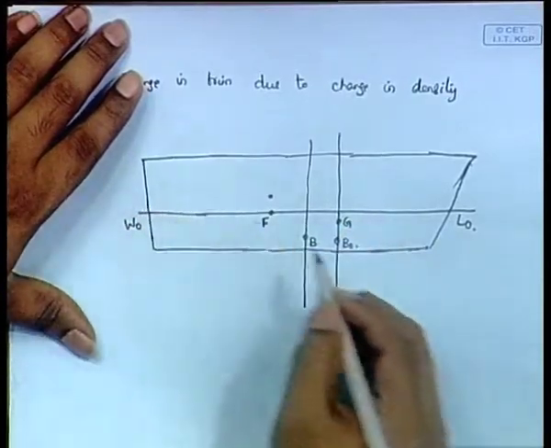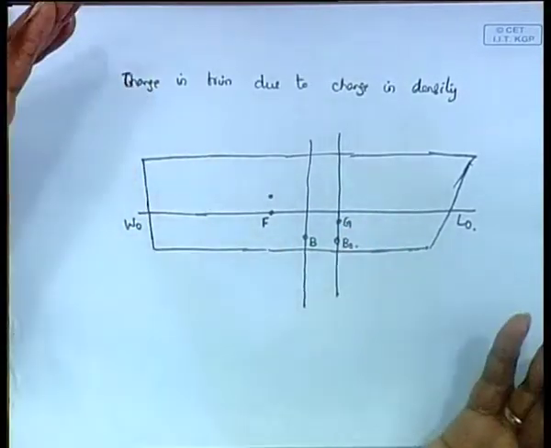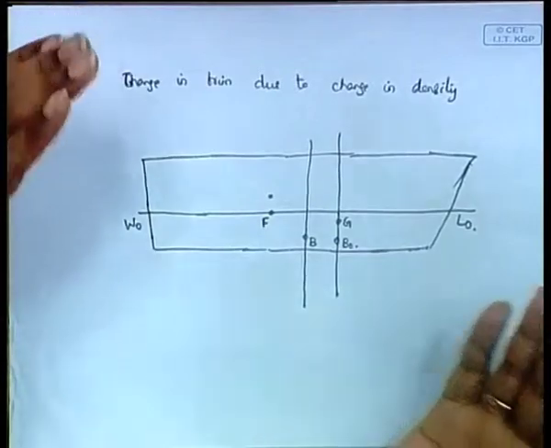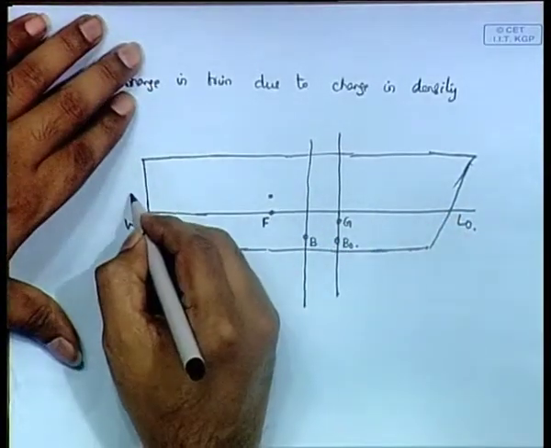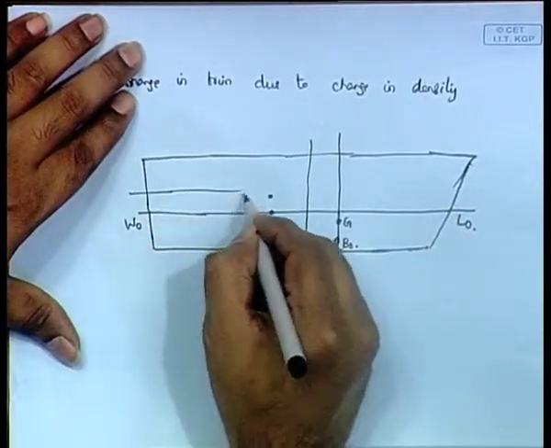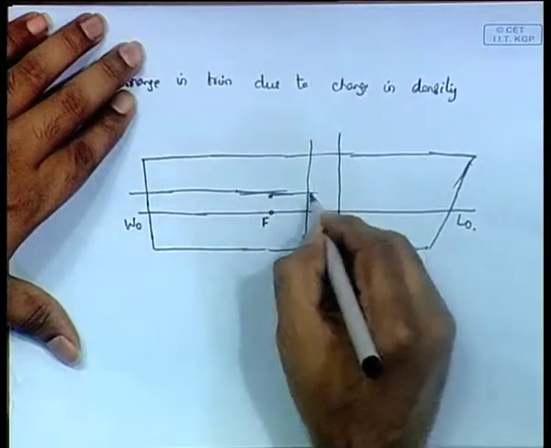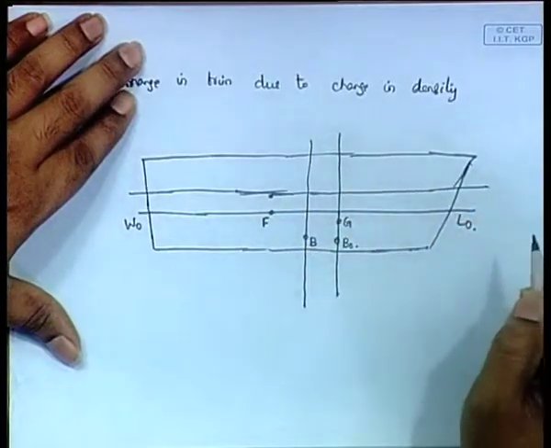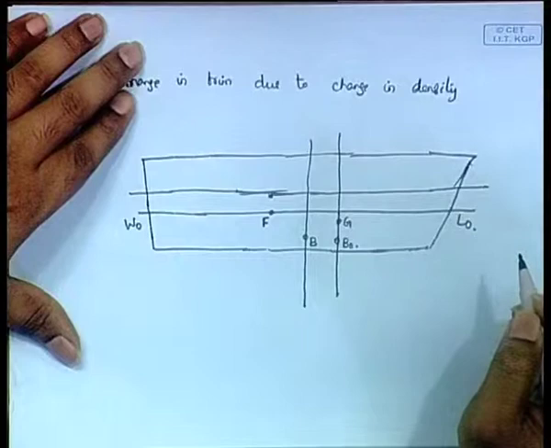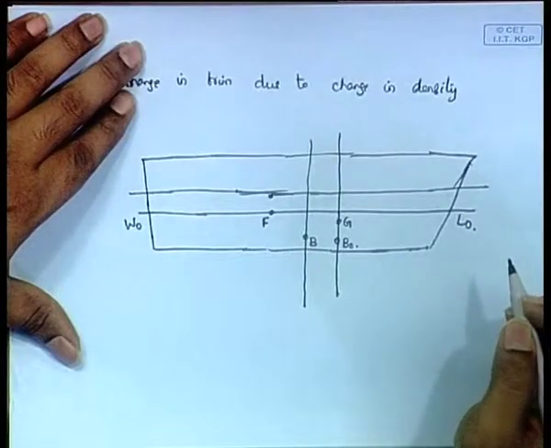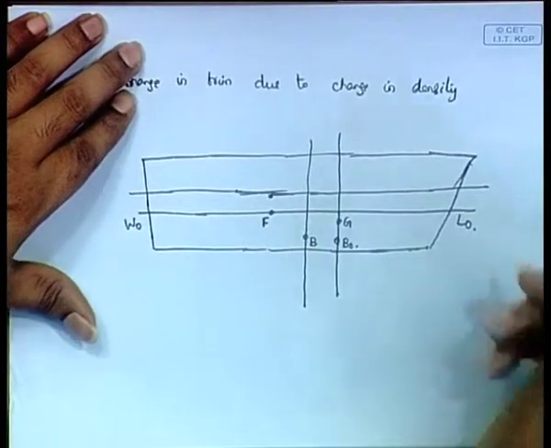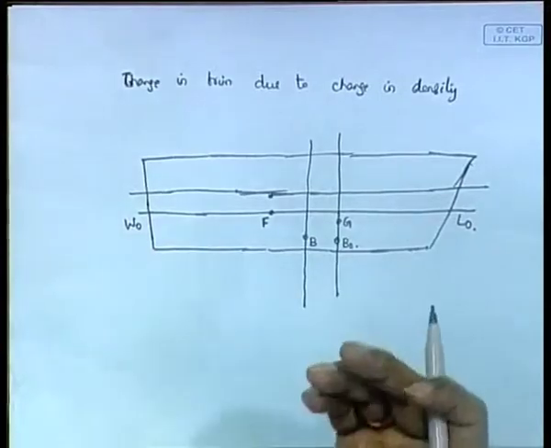And then it moves into water which has higher density, as a result of which it sinks further. Higher density means higher buoyancy, so it will go up. That's correct. If it is a lower density, it will sink further, because the buoyancy will reduce.